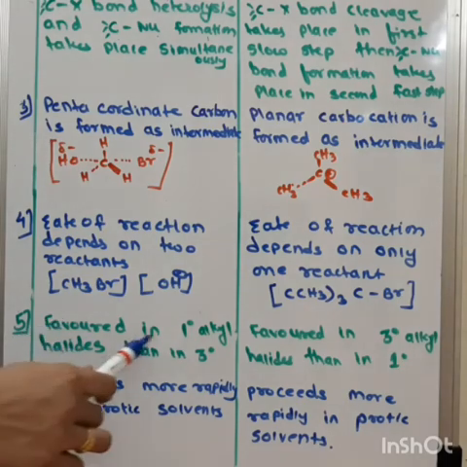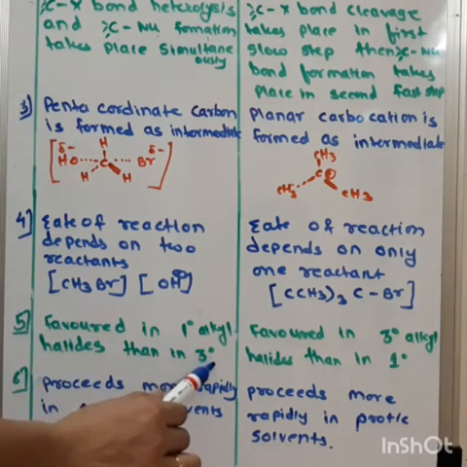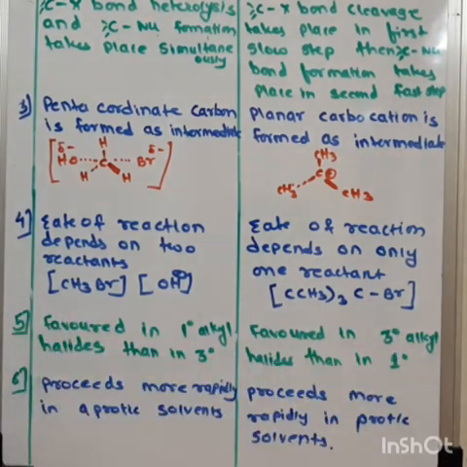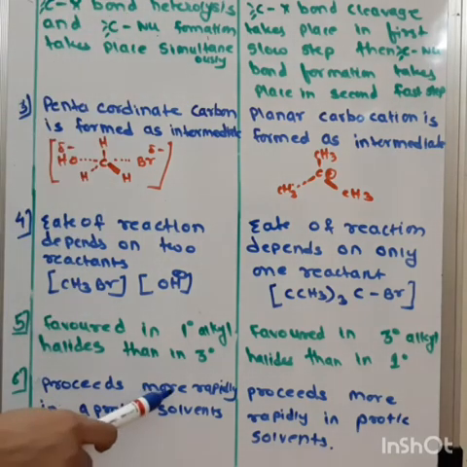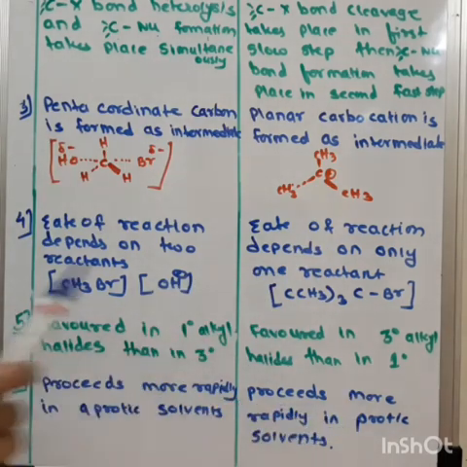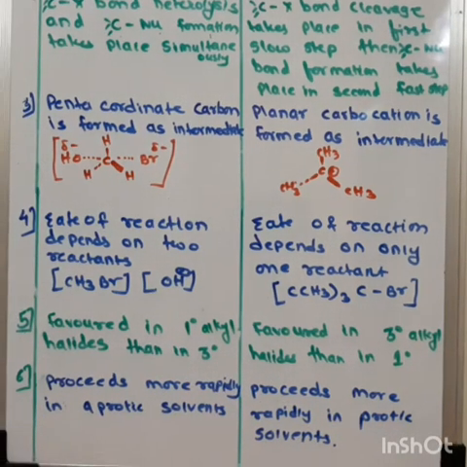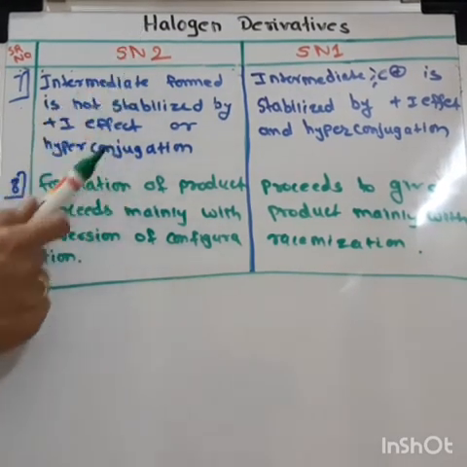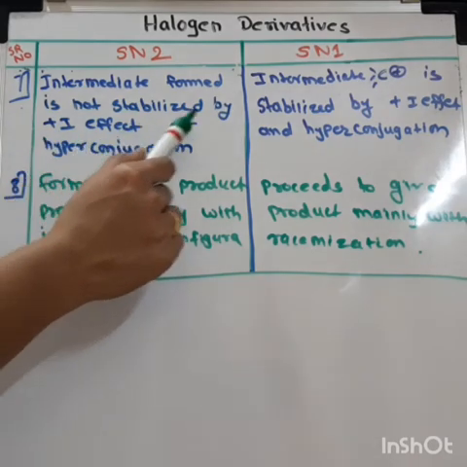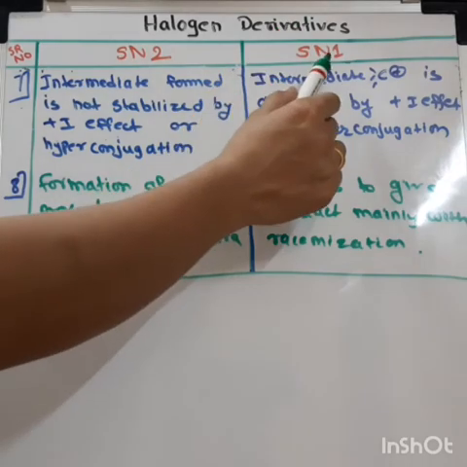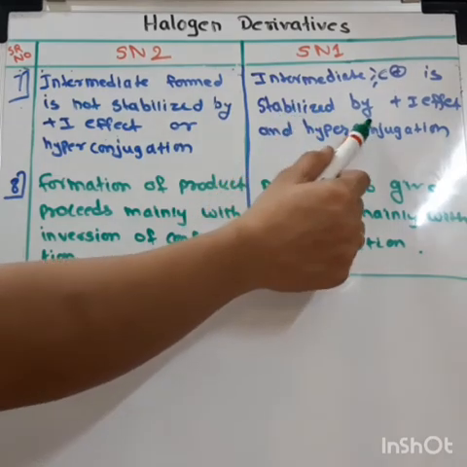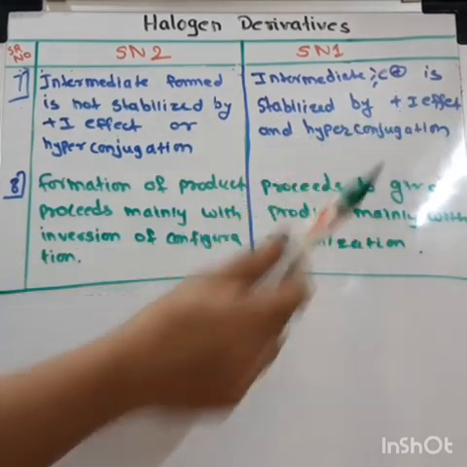SN2 reaction is favored in primary alkyl halides than in tertiary alkyl halides. SN1 reaction is favored in tertiary alkyl halides than in primary alkyl halides. SN2 reaction proceeds more rapidly in aprotic solvents, and SN1 reaction proceeds more rapidly in protic solvents. Seventh point, in SN2 reaction, the intermediate formed is not stabilized by plus I effect, that is positive inductive effect, or hyperconjugation. In SN1 reaction, the intermediate, that is the carbocation formed, is stabilized by positive inductive effect and hyperconjugation.